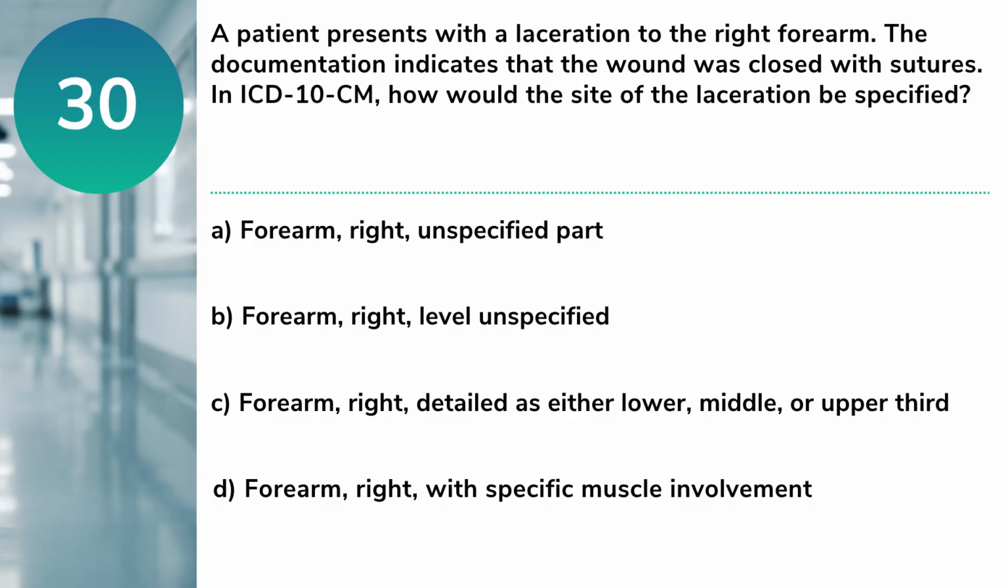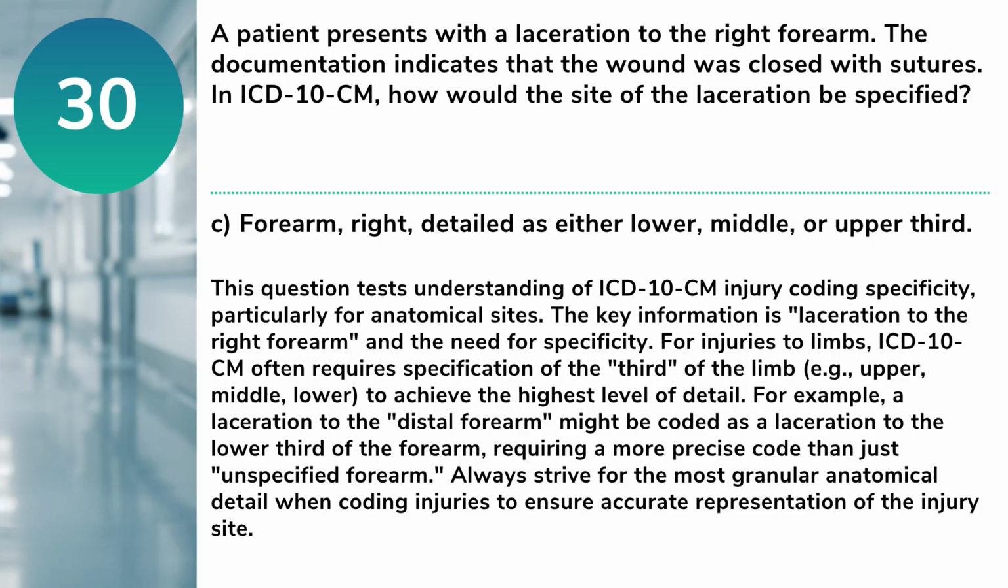Question 30. A patient presents with a laceration to the right forearm. The documentation indicates that the wound was closed with sutures. In ICD-10-CM, how would the site of the laceration be specified? A. Forearm, right, unspecified part. B. Forearm, right, level unspecified. C. Forearm, right, detailed as either lower, middle, or upper third. D. Forearm, right, with specific muscle involvement. Answer: C. Forearm, right, detailed as either lower, middle, or upper third.